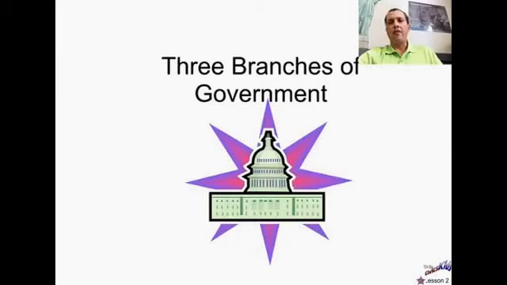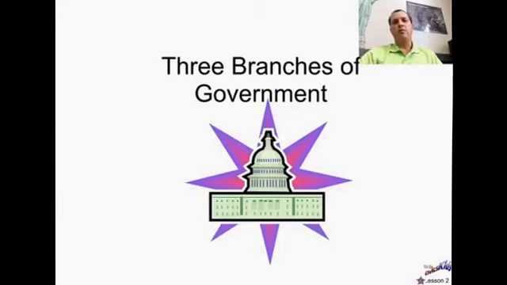You also have the executive branch, which is made up of the president. The president is elected also. You also have the judicial branch, which is made up of the Supreme Court. The Supreme Court justices that serve on the Supreme Court are appointed. They're appointed for life.